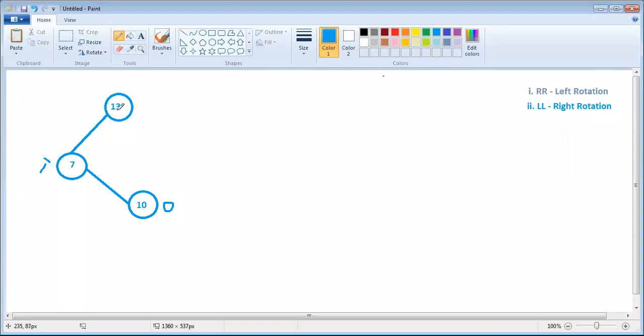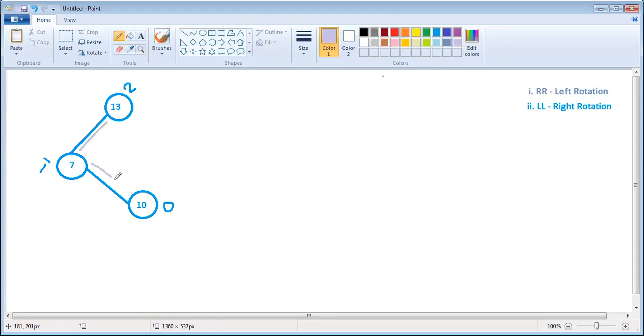What is the left subtree's lengthiest height? 2, ma'am. What about the height of the right subtree? 0, ma'am. So 2 minus 0, 2. Yeah. So which is the node violating this property? This node, correct. So from that, I'm pointing 2 nodes down.